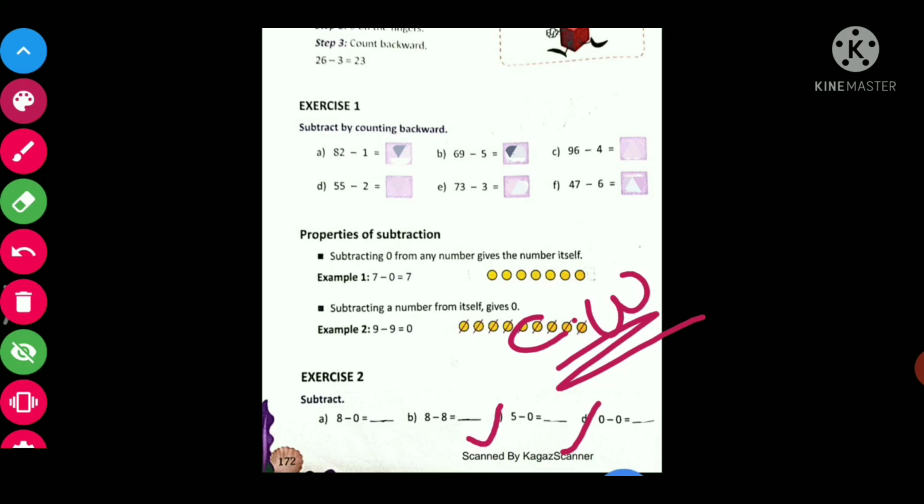Okay, so that's all for today. I hope you have understood about the third method, that is subtraction by counting backward. Okay, and the properties of subtraction.